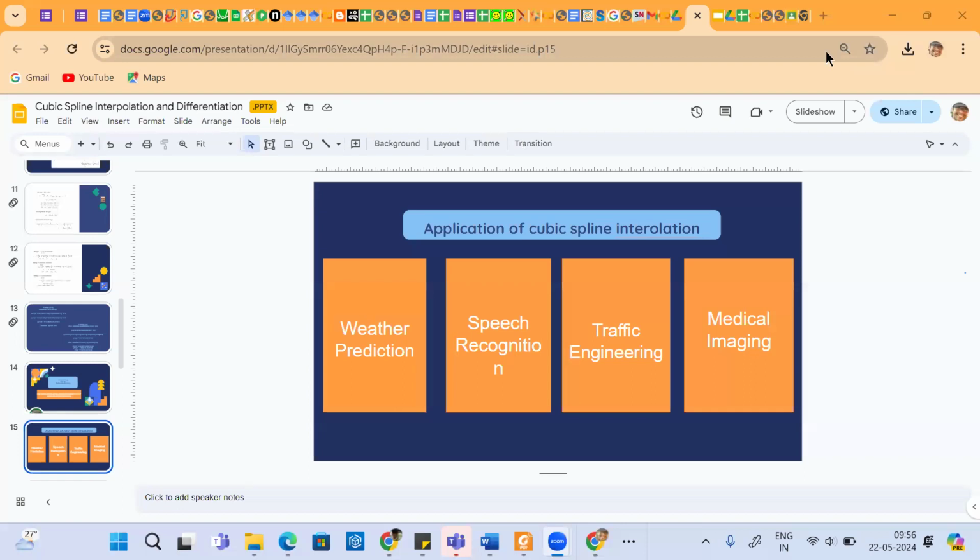I am Abhyami AS. Now I am going to tell about the applications, advantages, disadvantages, and challenges. First, we have weather prediction.